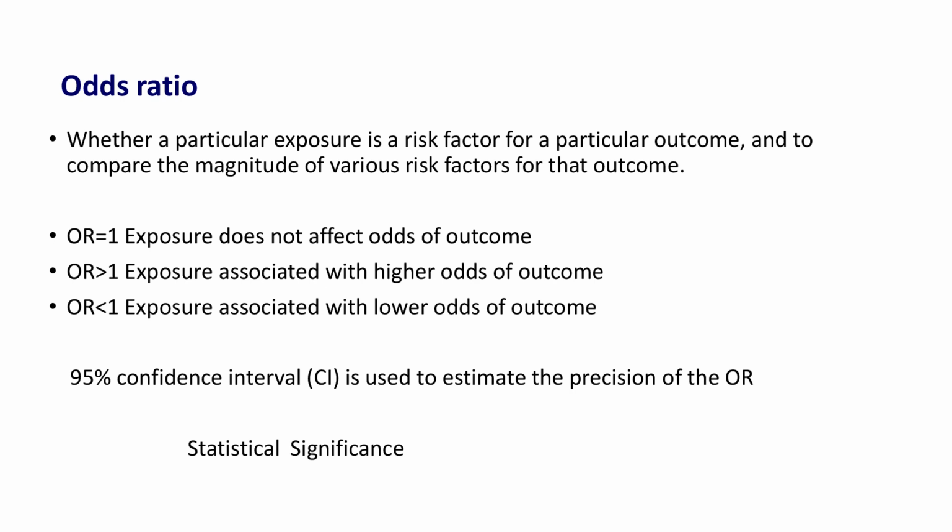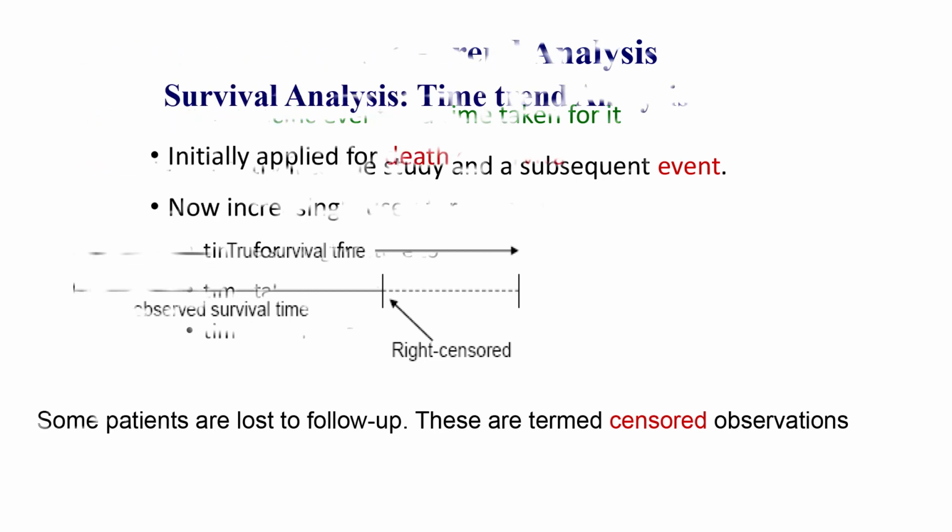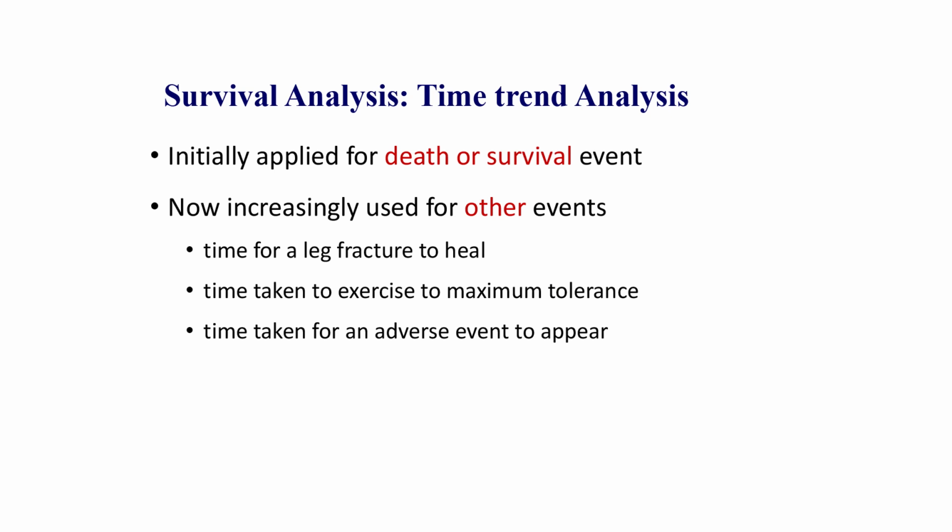And the last thing in the objective slide which we have seen was survival analysis, which is a time trend analysis. And basically it was suggested for cancer patients that when you give two different types of therapies over a time period, which treatment shows more number of days and which treatment shows more number of survival cases. But now this survival analysis is used for other events also.